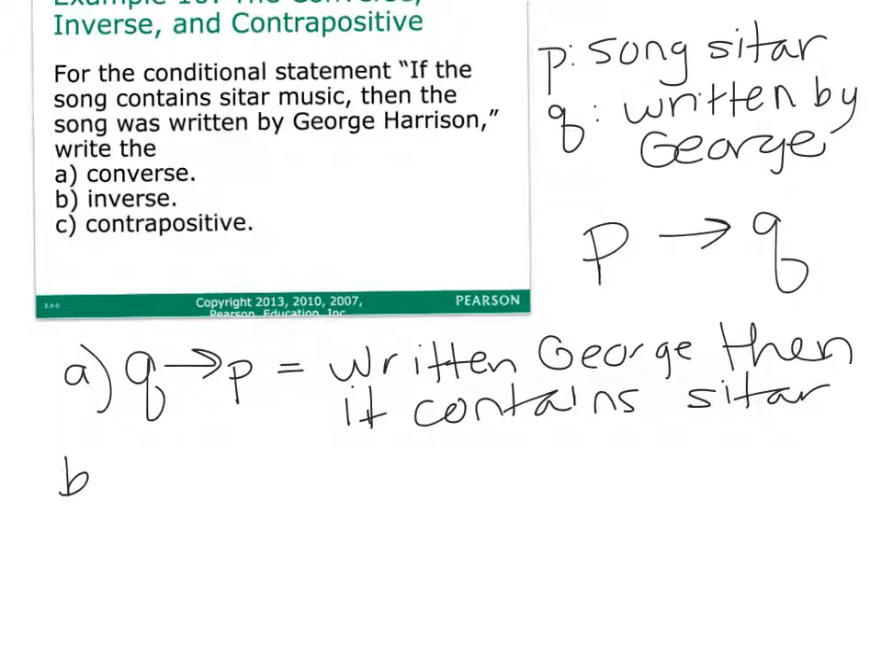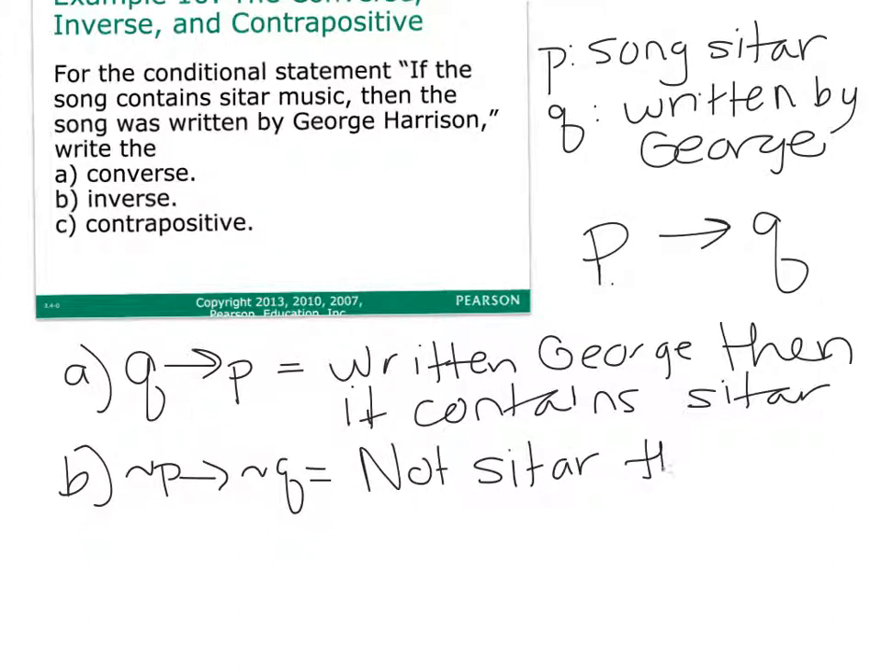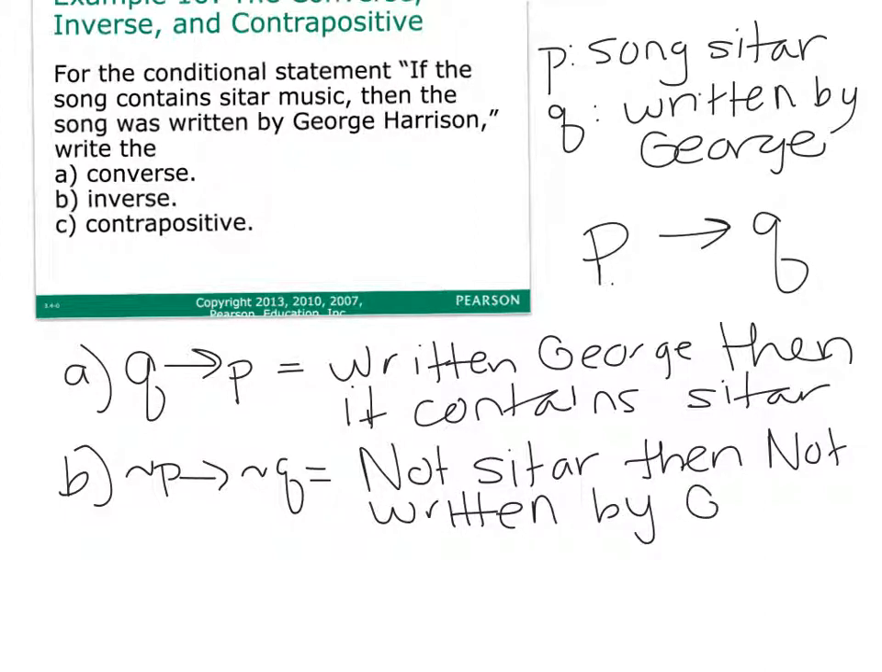Okay, your second option is that you can write the inverse. When you do the inverse, all you do is you negate everything. So instead of P, you do not P, and instead of Q, you do not Q. If you were going to say that in words, you would say, if the song does not contain sitar, then it is not written by George. And that's your inverse.